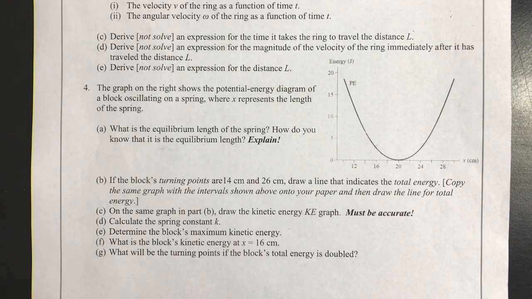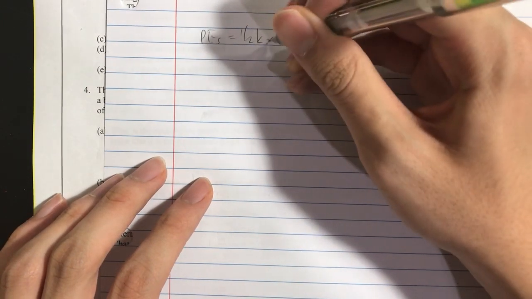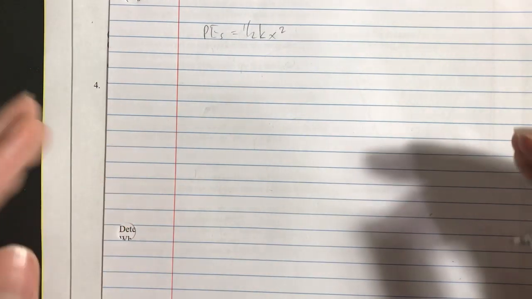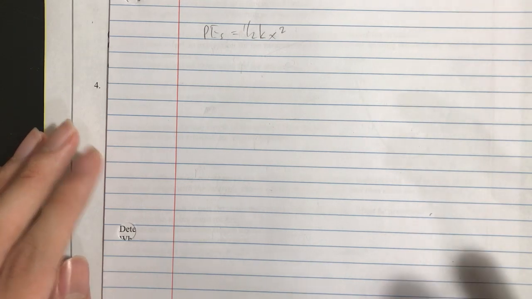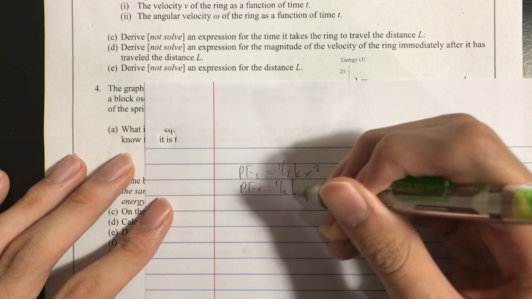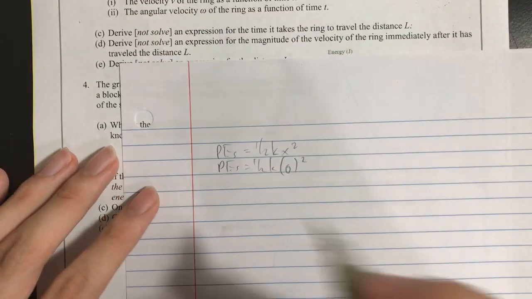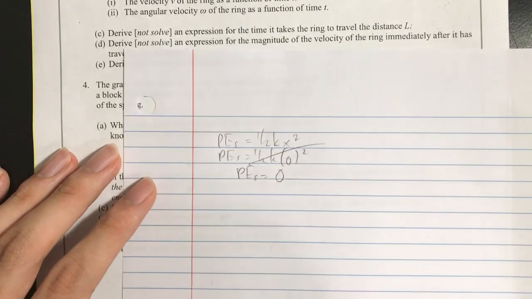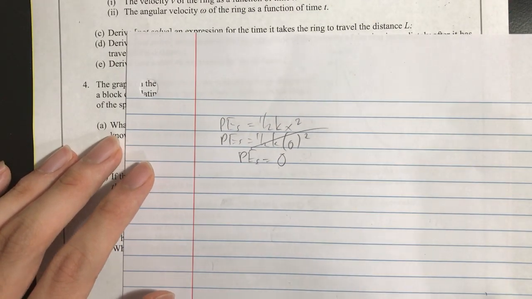We know that the potential energy of the spring equals 1/2 spring constant x squared. Now x stands for the distance the spring is either stretched or compressed. If it is neither stretched nor compressed, then it is at equilibrium, basically when x equals 0. So we plug in x as 0: 1/2 k 0 squared, which means everything cancels out to 0, and that will be the potential energy when the spring is at equilibrium.